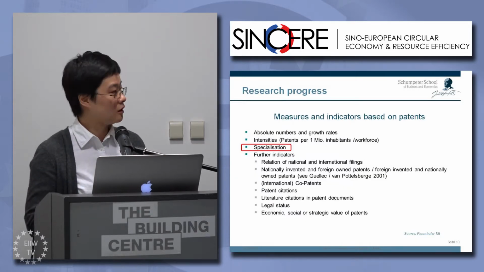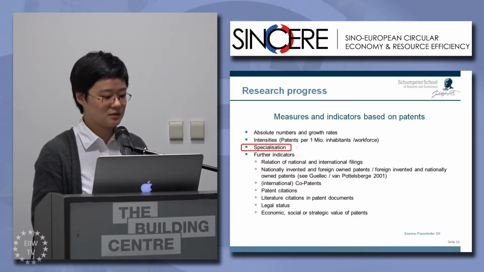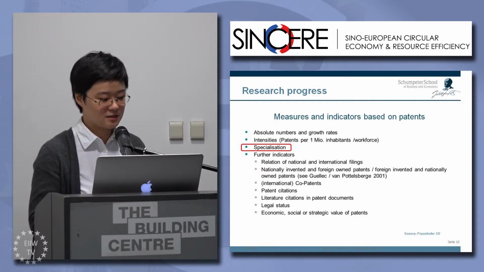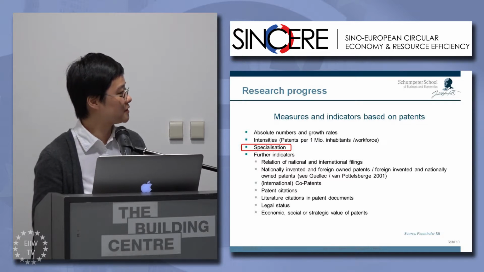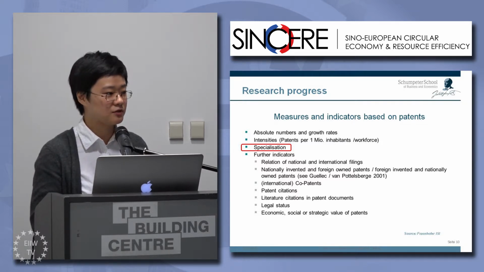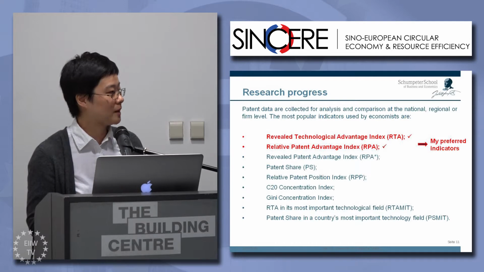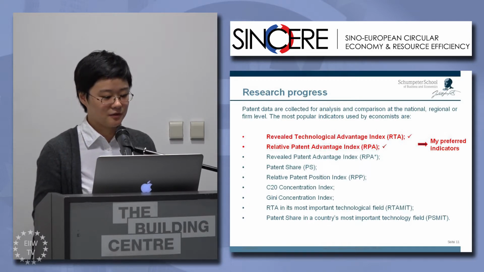And there are a lot of measurements and indicators based on patterns. For example, absolute numbers, growth rates, intensities, specialization, and so on. And today, my research focus is to find out the specialization of Chinese regions in renewable energy technologies. When we talk about the specialization of a technology, there are also a lot of indicators.